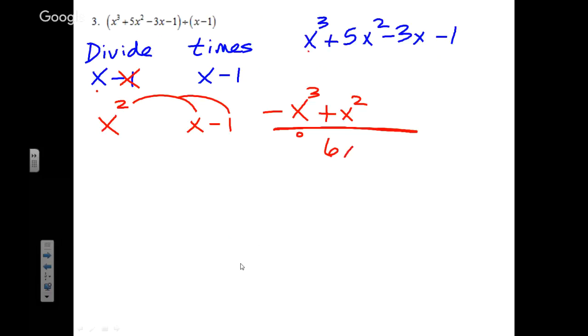6x squared. Depending on who teaches it, some people say now bring down everything else. I just say bring down something for who? Your little brother. So I just bring this down for the little brother, and that negative 1 is going to hang out, and I'm going to bring that down in a minute. Okay? Then we start over.